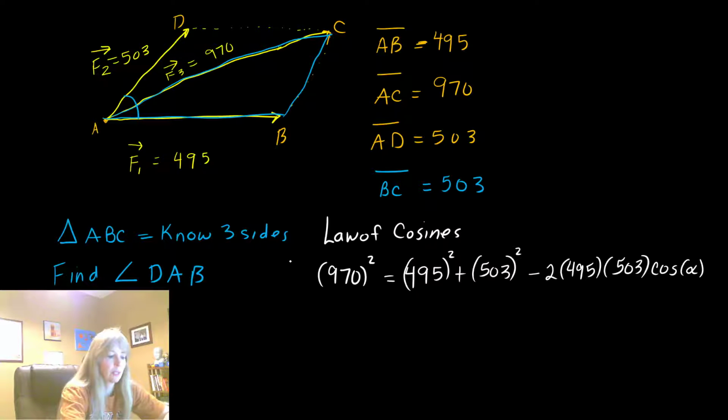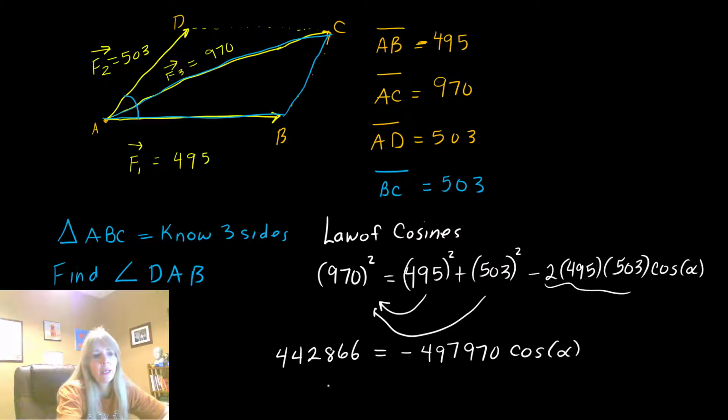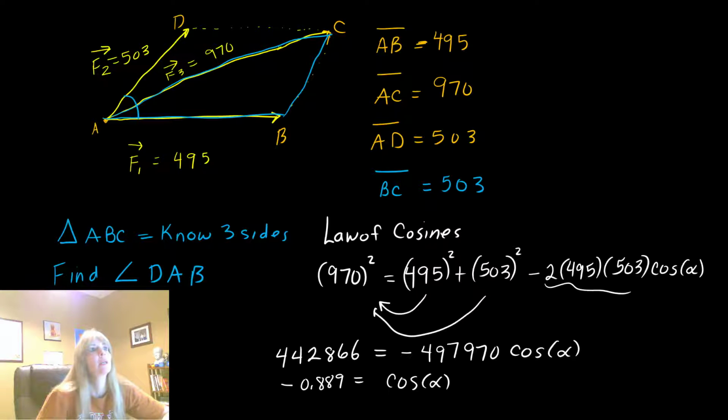So I just threw all this into a calculator and skipped a whole bunch of steps. I know you love it when I do that. Moving all this over here, I got 442,866, and then multiplying this stuff out here, I get negative 497,970 cosine alpha. Then dividing both sides by negative 497,970, I got negative 0.889 equals cosine alpha.